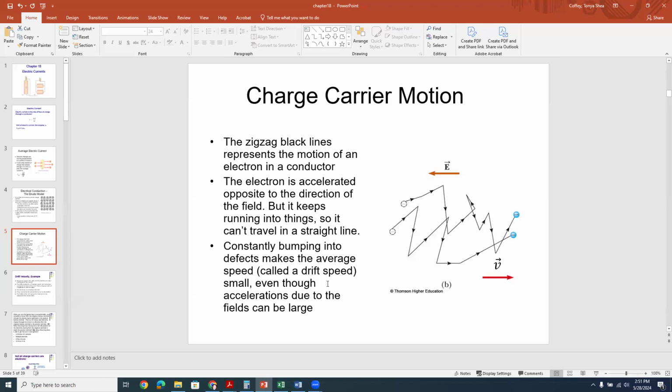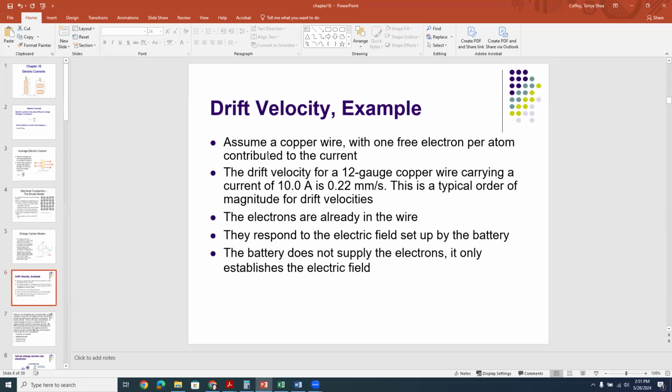This average speed is often called a drift speed, just to get you into a little bit of lingo there. So in a copper wire, for example, copper contributes 1 free electron per atom to the current. And if you look at a 12 gauge copper wire carrying a 10 amp current, then your drift speed would be a whopping 0.22 millimeters a second.